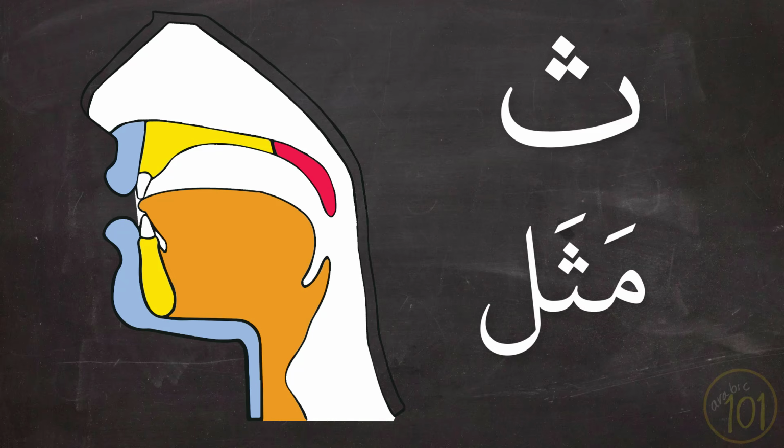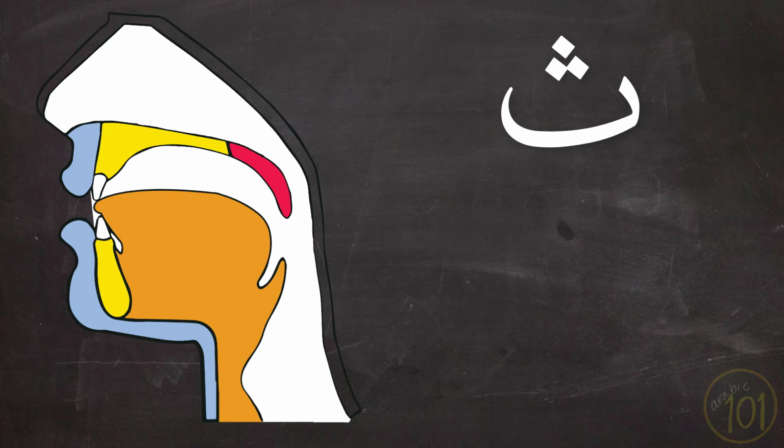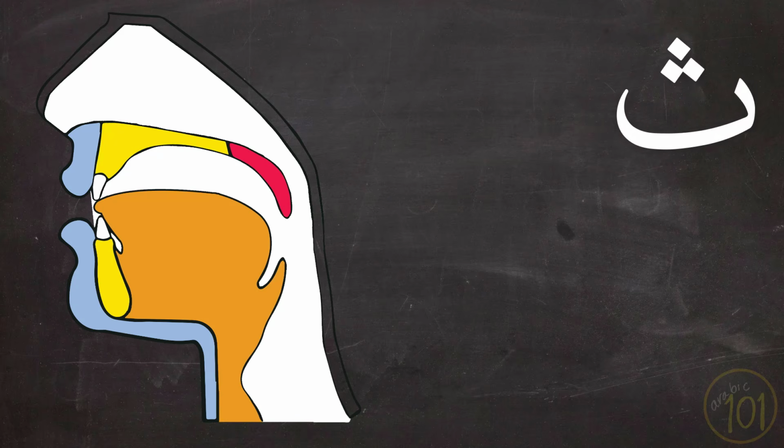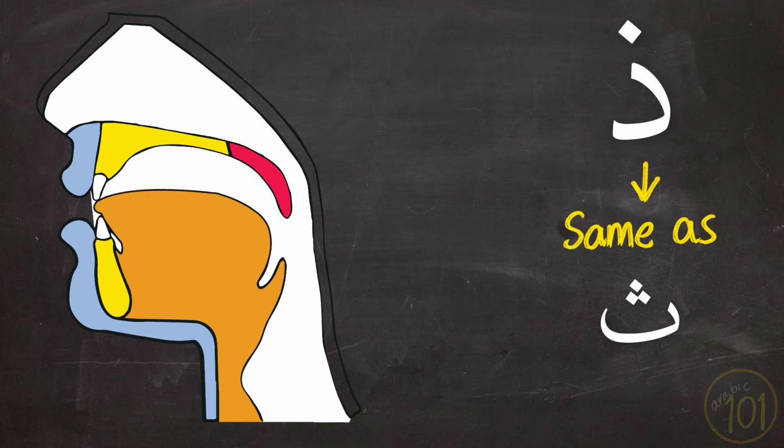If you can master this sound, then the other 2 sounds should not be a problem at all, inshallah. So, moving on to the next one, dhal. And dhal is a carbon copy of tha sound. But there is just one little difference. Yes, you might have guessed it. Dhal is the voiced version of tha.